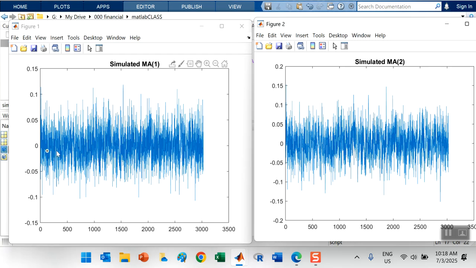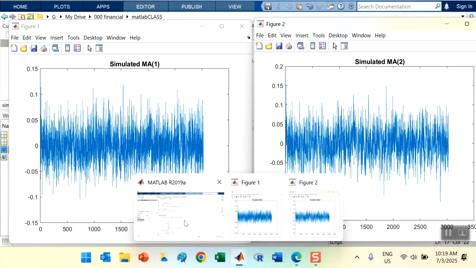Since the random number is the same, therefore the simulated diagram is also the same. If you don't use the RNG by default, every time you may end up with a different series. So we fix the set of random numbers we're using. Or you can use the RNG with a different seed number, and then you have a different set of random numbers. Okay, so simulated MA1 and simulated MA2.